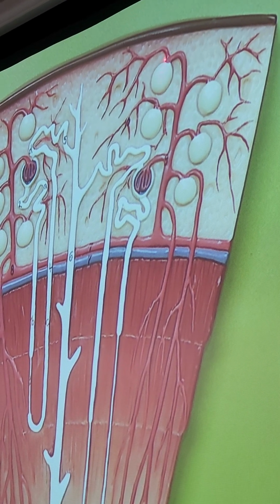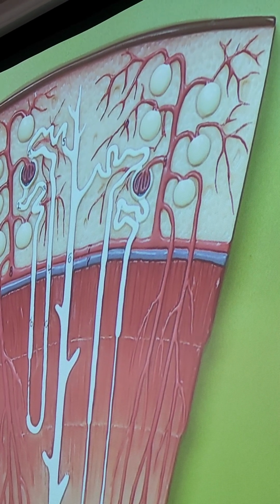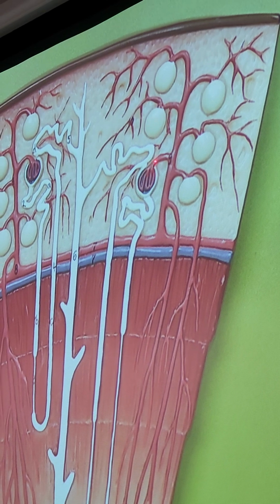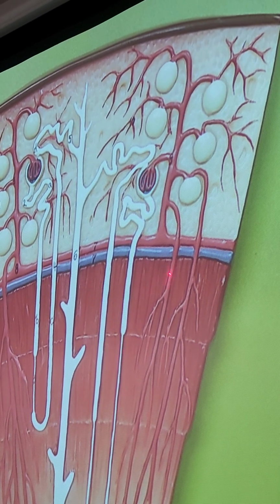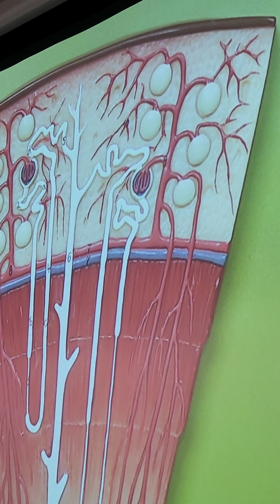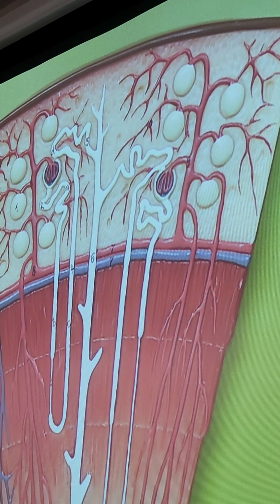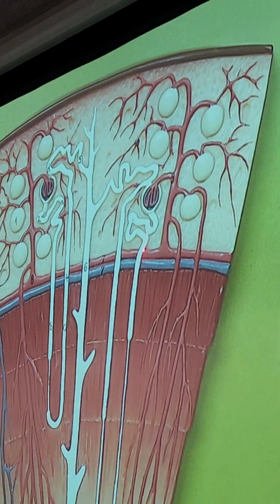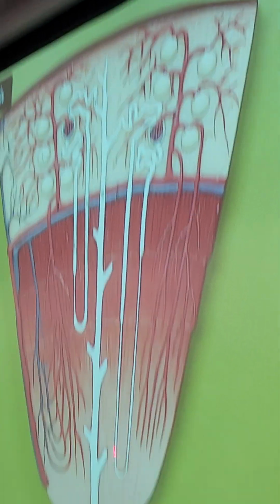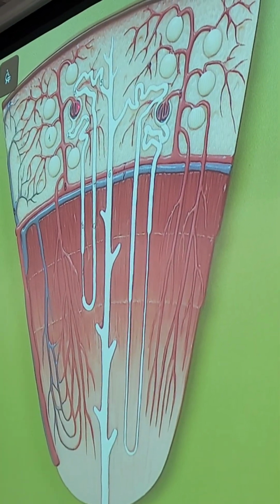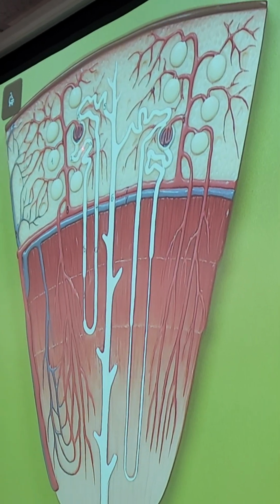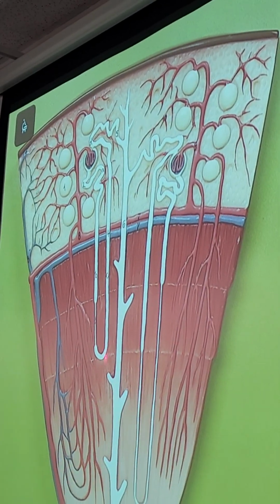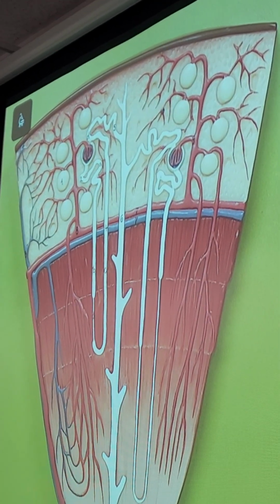Some nephrons are cortical nephrons, 85% are cortical nephrons, and when they are near the medulla, near the pyramid, we call it juxtamedullary. Juxta means near medulla. This is a juxtamedullary nephron. Do you see the nephron loop, how it's going deep in the pyramid? While this one is a cortical nephron, high in the cortex. The loop of Henle or nephron loop is not going very deep.